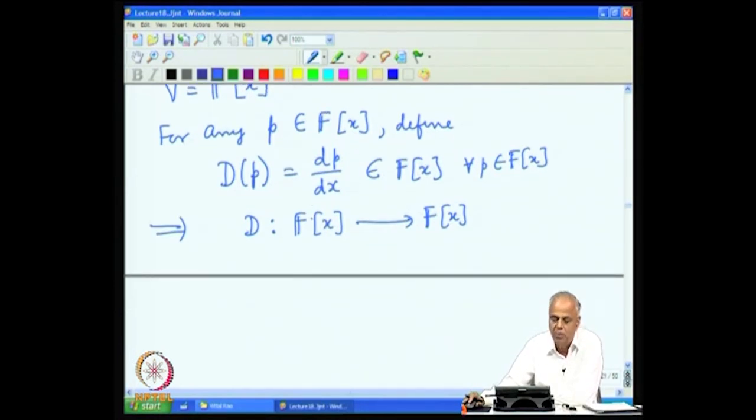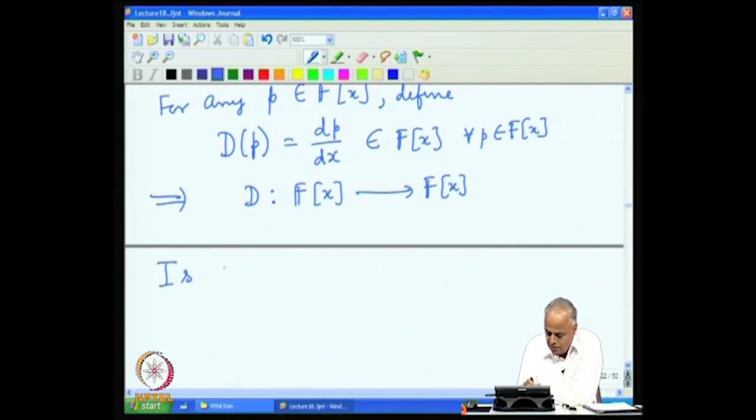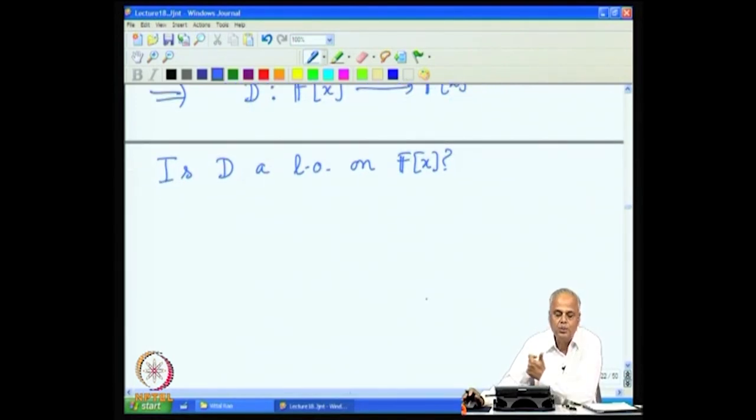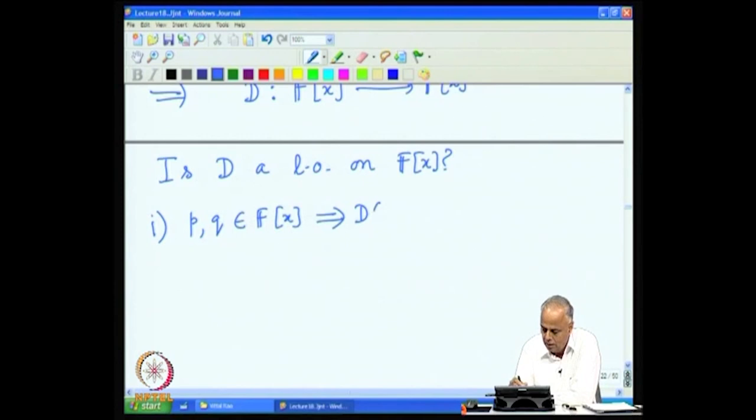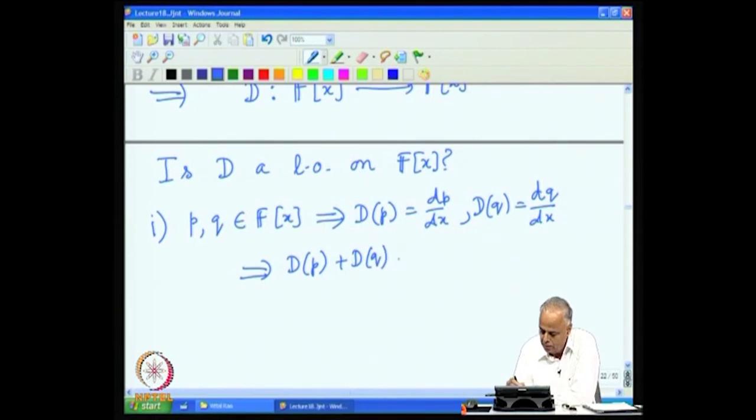The moment we have a transformation from a vector space to itself, the natural question again is: is D a linear operator on F[x]? And again, when does it qualify to be a linear operator? It has to preserve the two basic operations. So, let us check this. P and Q are in F[x] means, by definition, D of P is dP/dx and D of Q is dQ/dx. That means D of P plus D of Q is dP/dx plus dQ/dx. But the derivative of a sum is the sum of the derivatives, and hence this is equal to d/dx of P plus Q.